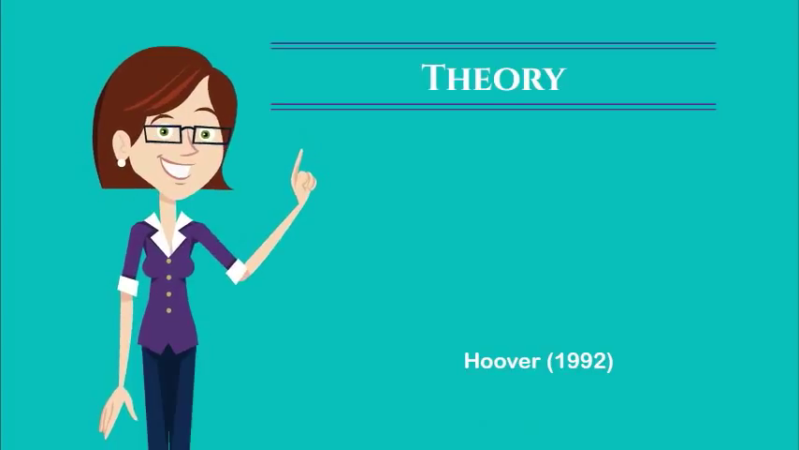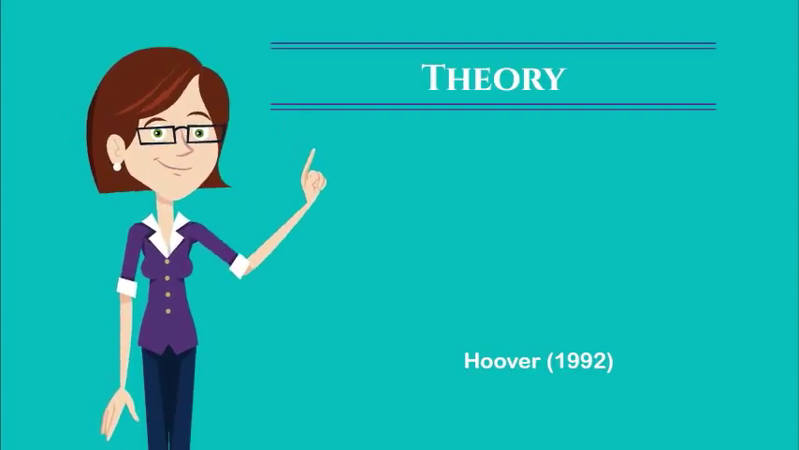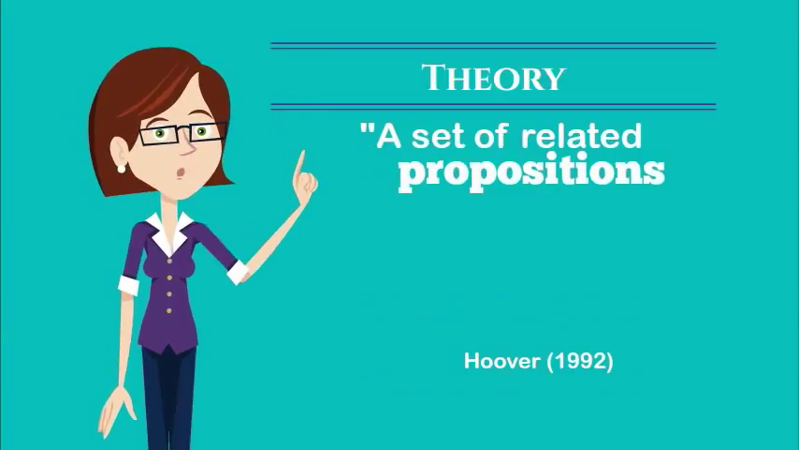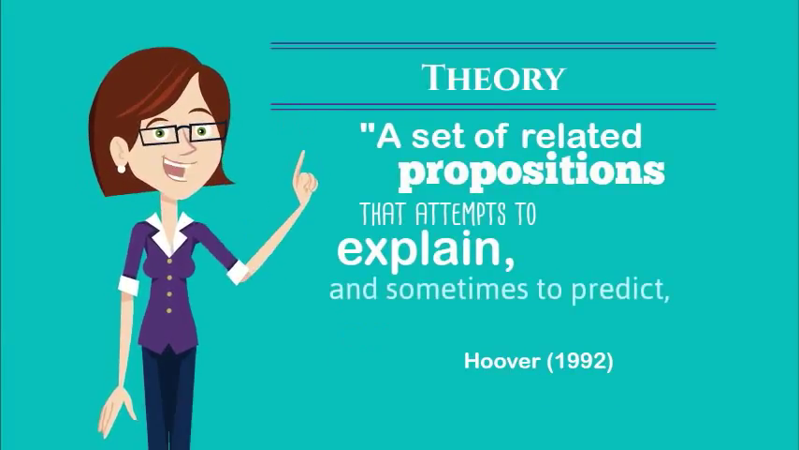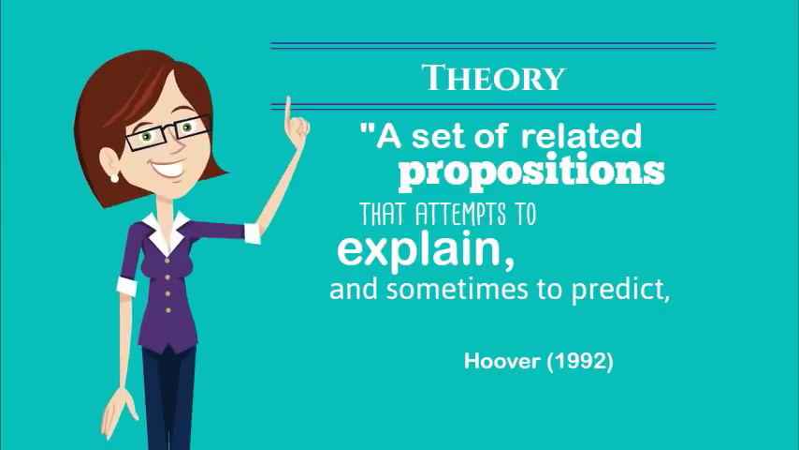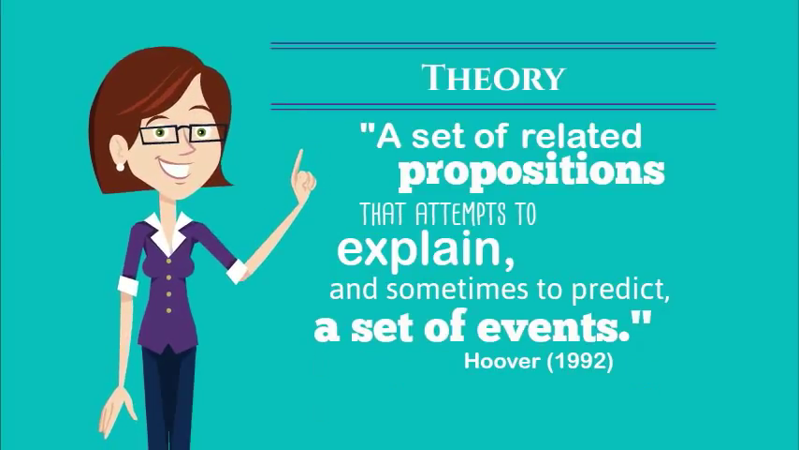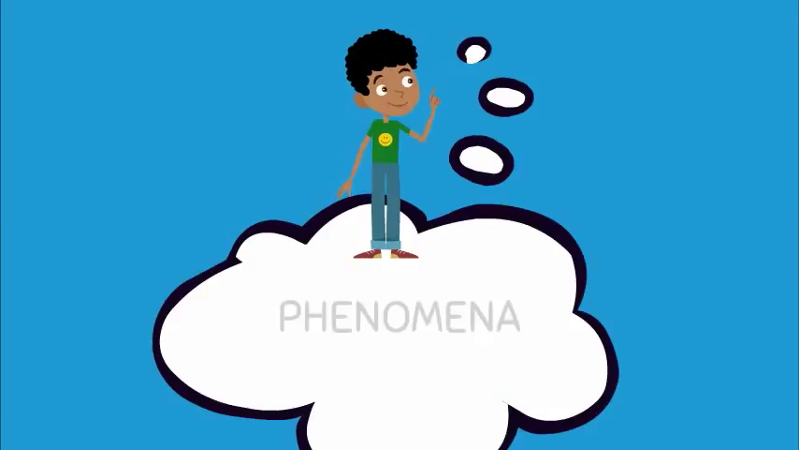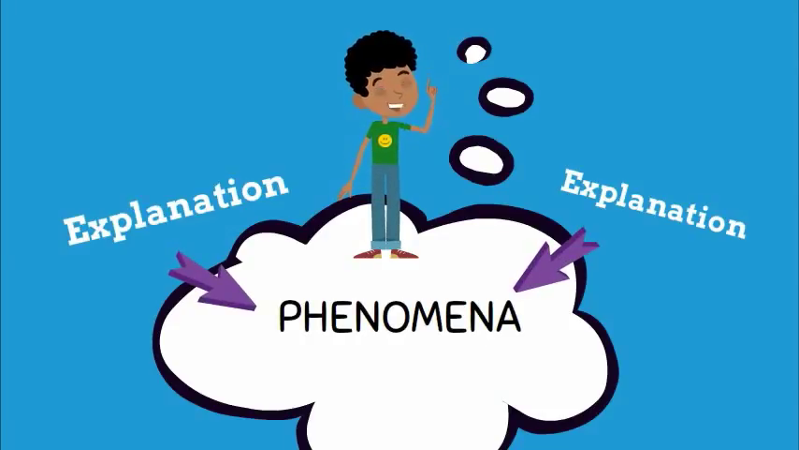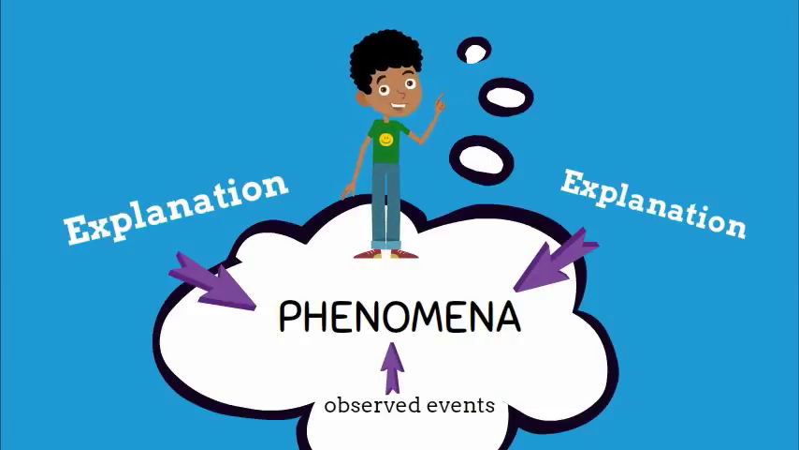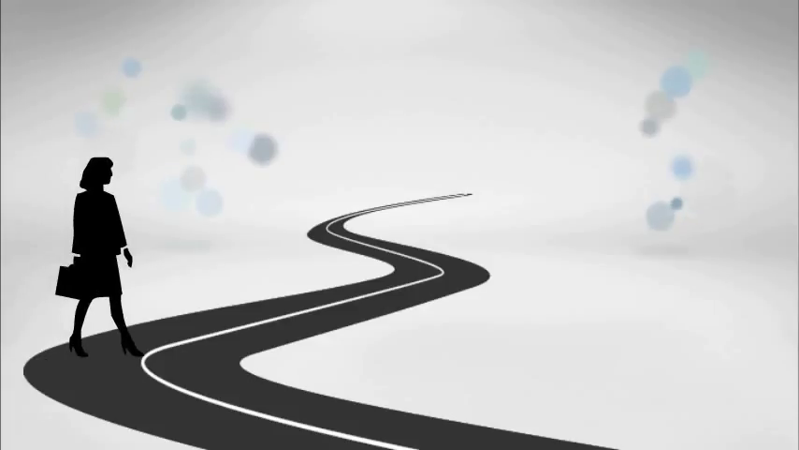Hoover, in the Elements of Social Science Thinking, defines a theory as a set of related propositions that attempts to explain, and sometimes to predict, a set of events. This doesn't mean we pull the theory from thin air, but rather it is a plausible explanation of a phenomenon based upon observed events. Let's walk through a simple illustration.